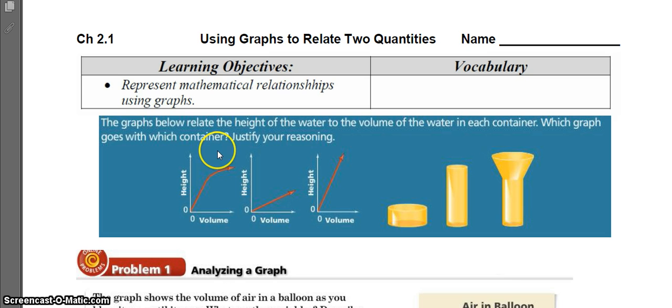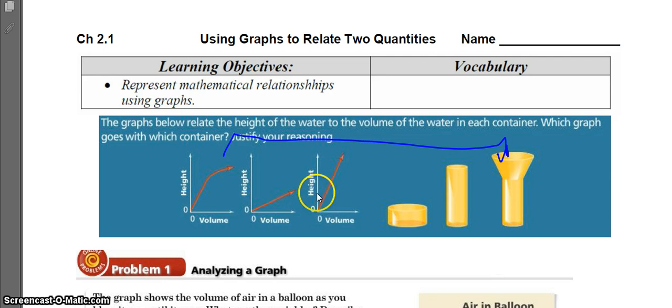So here's the answer. Your first graph actually goes with the third container because as the height increases, it doesn't need as much height to increase the volume. So that's why your height slows down and your volume speeds up, because the volume is going quicker than, like, your change in x is going faster than your change in y.